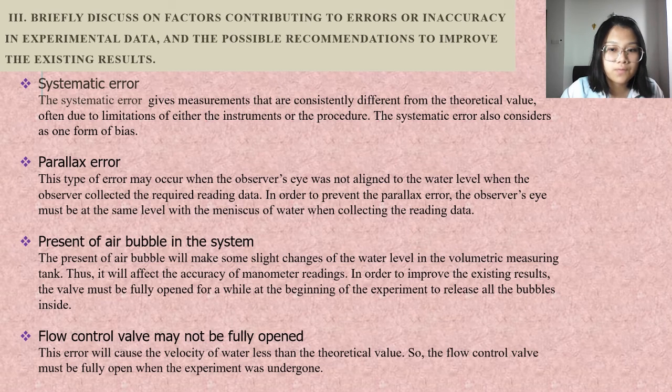Moreover, we also have the flow control valve. This flow control valve may not be fully open. This error will cause the velocity of the water to be less than the theoretical value. So the flow control valve must be fully open when the experiment is undergone.